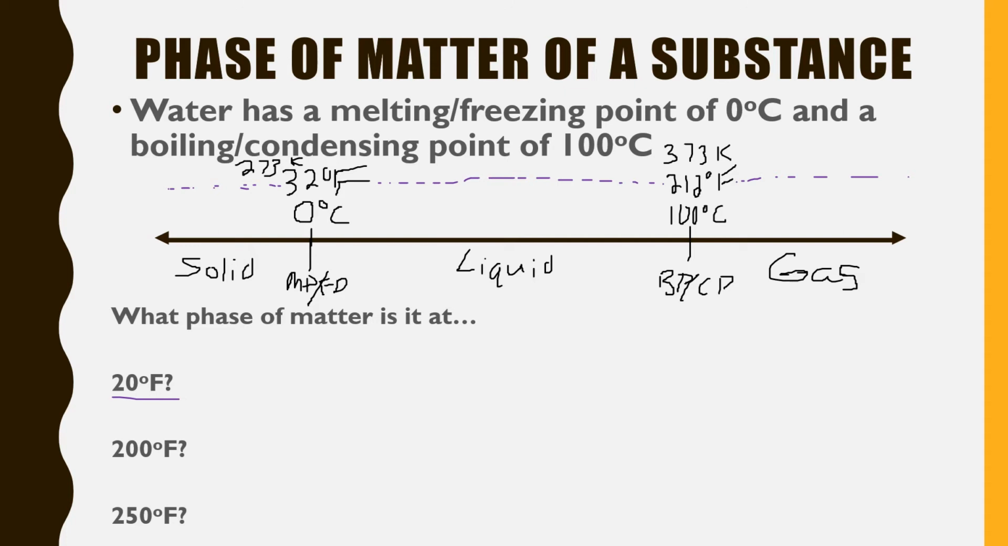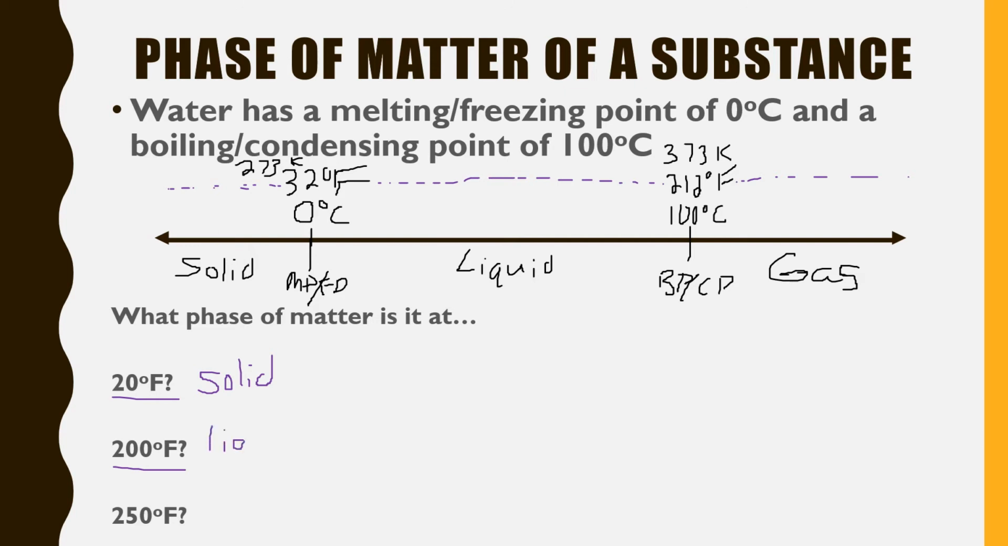So water at 20 degrees Fahrenheit, 20 is less than 32, that would be a solid. Water at 200 degrees Fahrenheit, okay, 200 is more than 32, but 200 is less than 212. So 200 is going to fall in between these two numbers. And what section is in between these two numbers? It's a liquid.